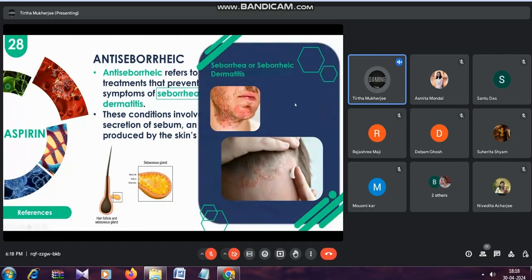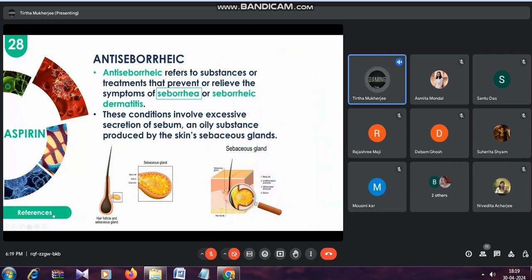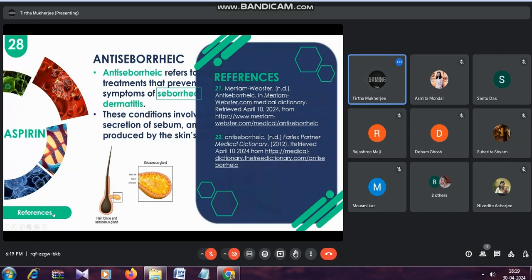This is how seborrhea or seborrheic dermatitis looks like. It is a chronic skin disease that causes flaky, scaly, greasy, and occasionally itchy and inflamed skin. Seborrheic refers to the sebaceous glands, while derm means skin. And these are the references.